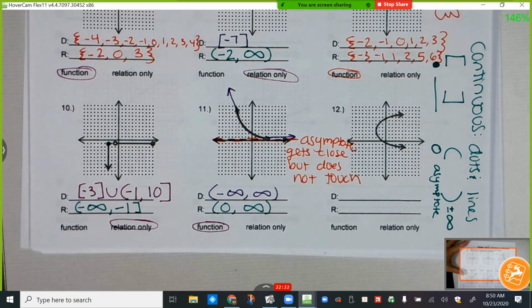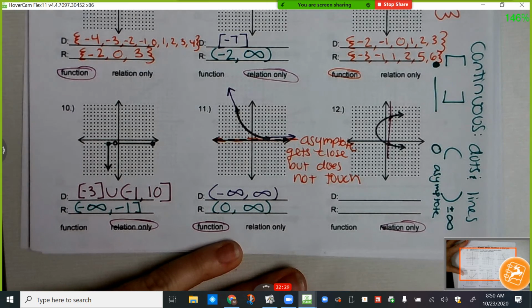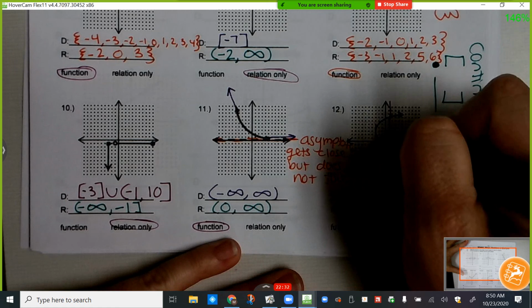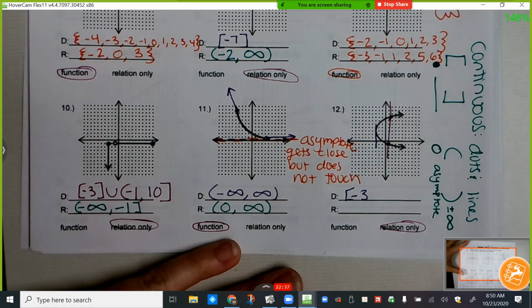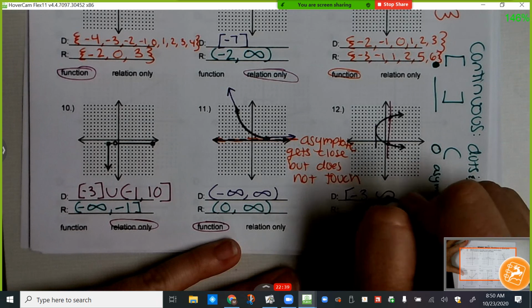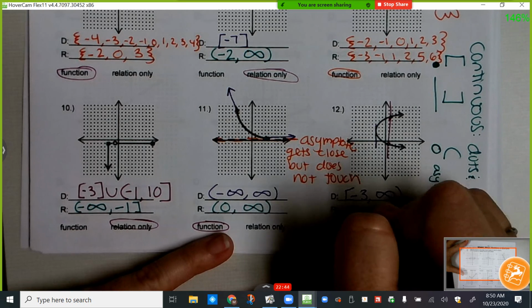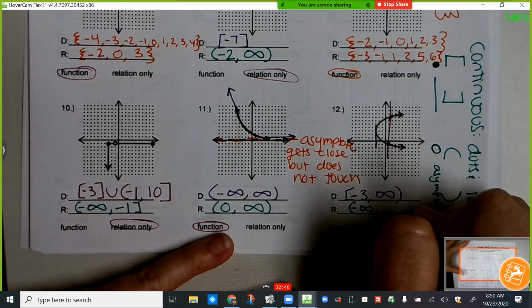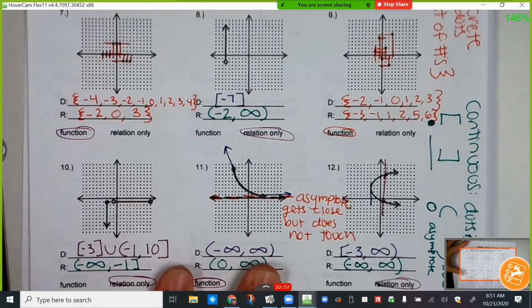One more. Okay, function or relation only? Relation only. If I drew a vertical line, it touches twice. What's the farthest left this goes? -3, and it's a solid line, so we have a square bracket. And what's the farthest right this goes? Okay, range, what's the lowest it goes? Negative infinity, what's the highest it goes? Positive infinity, so it does go all real numbers. It's going to keep getting wider sideways. Okay. Any questions for me? Comments, concerns?